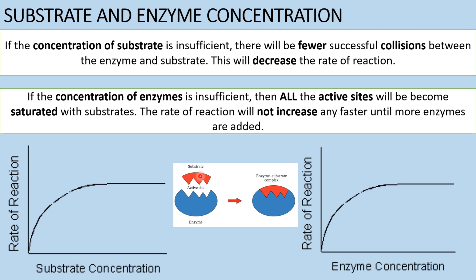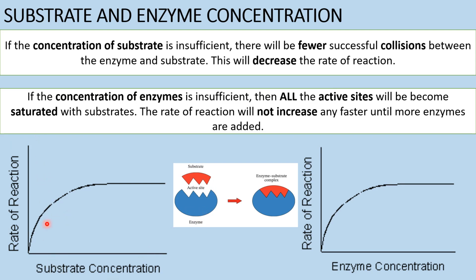Just randomly bumping into each other by chance, and then you have a complex being formed. So this randomness of collision, i.e. making a successful collision, the chances of that success is increased if you have more substrate or if you have more enzymes. So let's look at the first one.